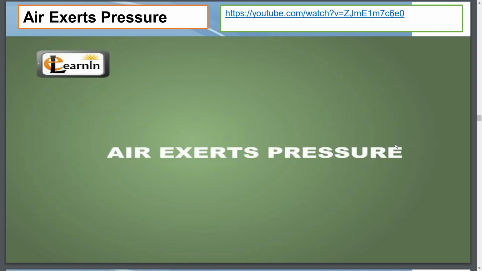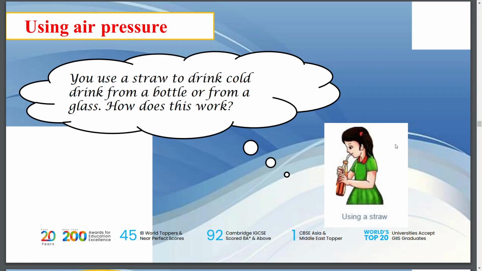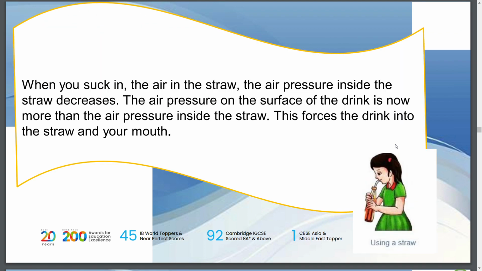And lastly, this. Using air pressure, you use a straw to drink a cold drink from a bottle or from a glass. How does it work? When you suck in, the air pressure inside the straw decreases. So the air pressure on the surface of the drink is now more than the air pressure inside the straw. This forces the drink into the straw and into your mouth.